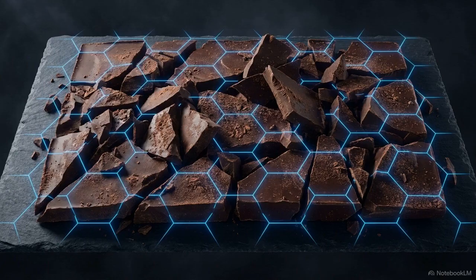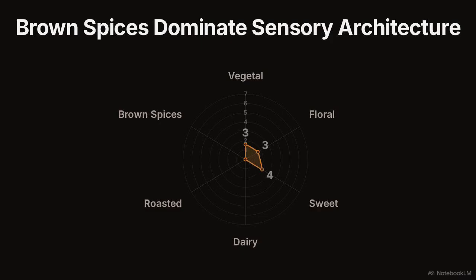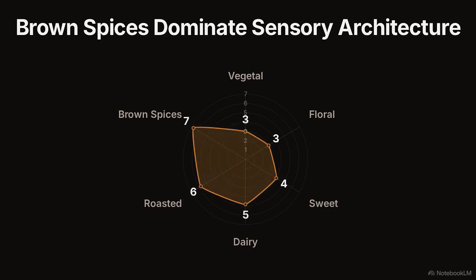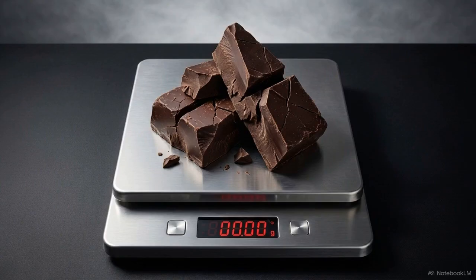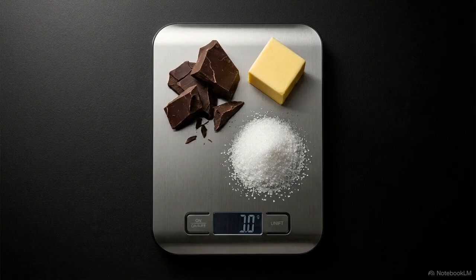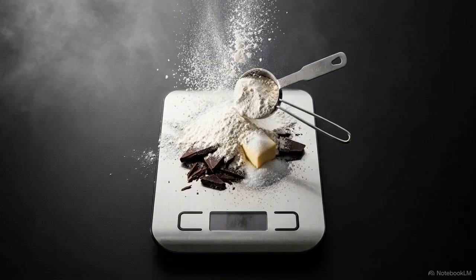The foundation of this process begins with mapping the chemical compounds found within the flavor wheel. This visualization charts the flavor architecture utilized by sensory experts. Broad flavor groups like vegetal, floral, and sweet occupy the center, branching out into highly specific notes like dairy or brown spices on the outer ring. Translating this into a finished dessert requires exact ratios of bittersweet chocolate, rich butter, crystalline sugars, and precisely measured flour.